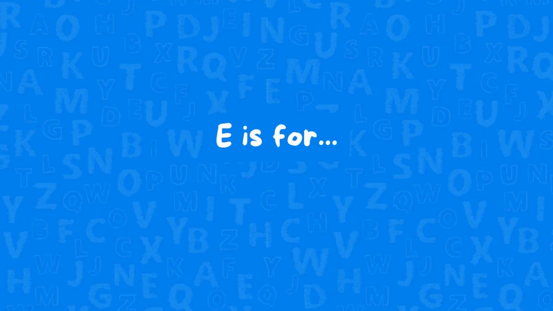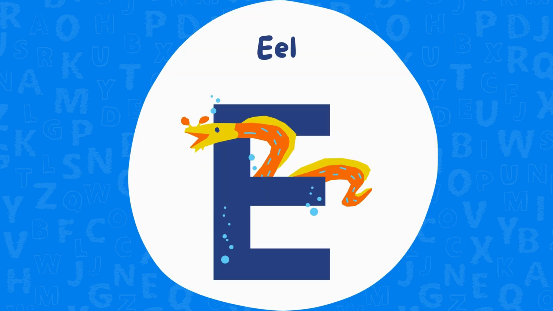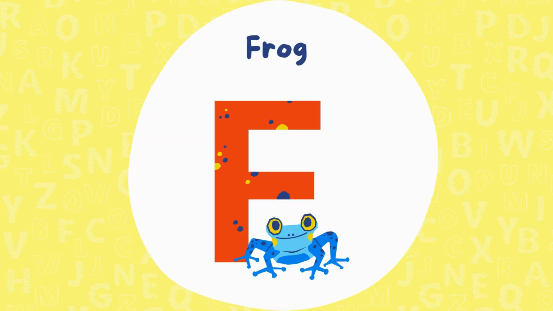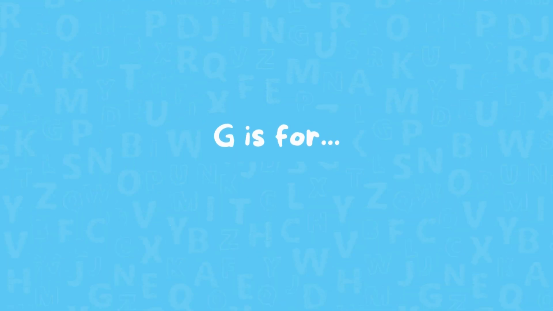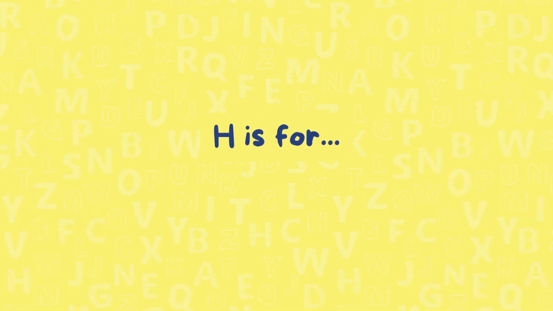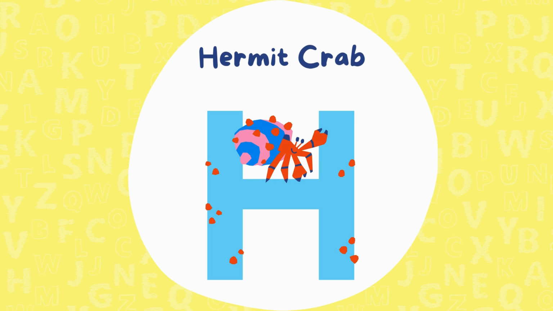E stands for eel. F stands for frog. F is for frog. G stands for goose. H stands for hermit crab.